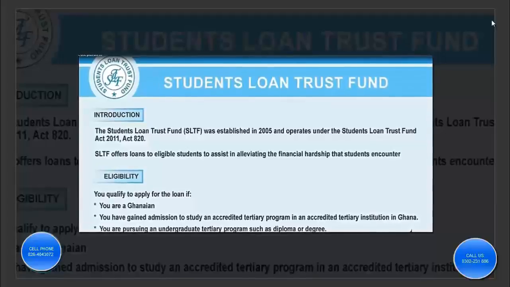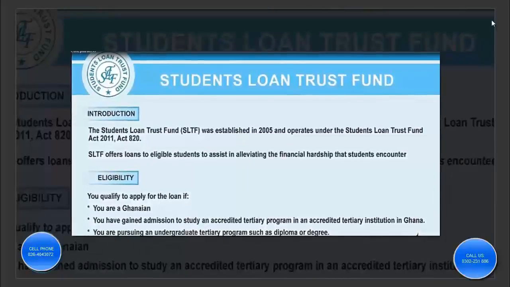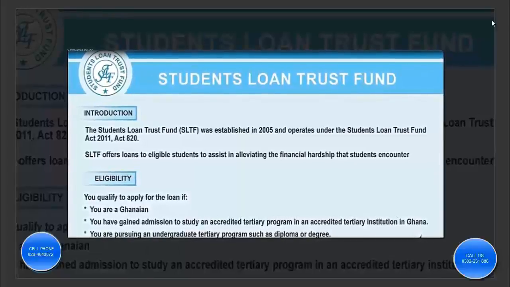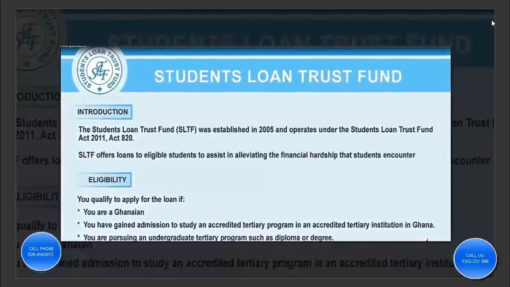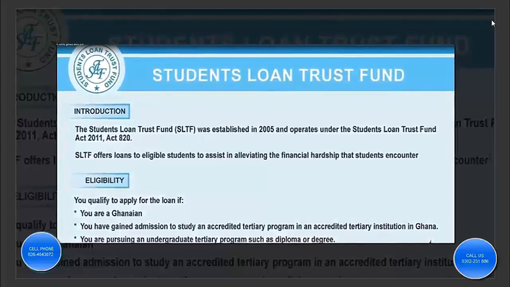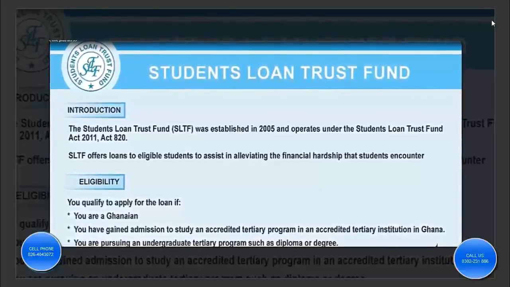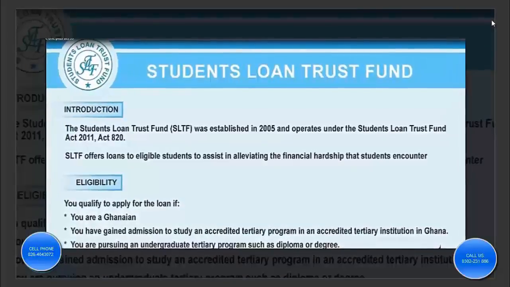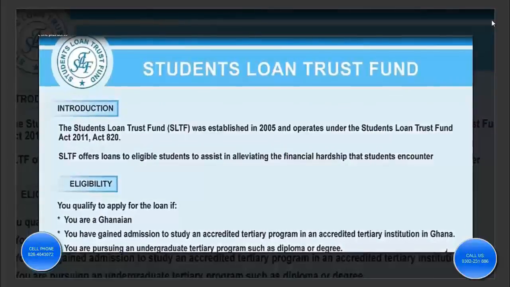they encounter. You qualify to apply for the loan if and only if: 1. You are a Ghanaian. 2. You have gained admission to study an accredited tertiary program in an accredited institution in Ghana. And 3. You are pursuing an undergraduate tertiary program such as diploma or degree.